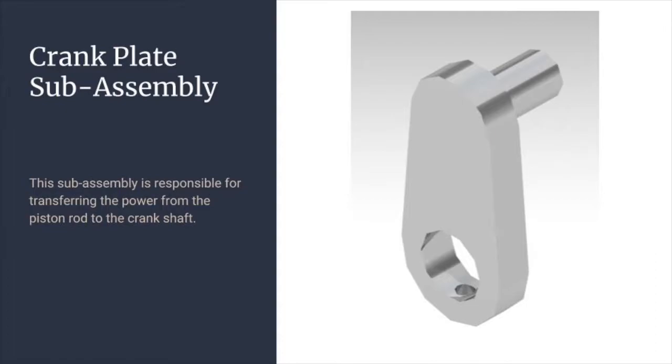For this part, you can't really see the second piece, which is a pin, because it's flush in the surface that you're looking at. But there are 2 pieces: the crank plate shaft, which is the longer cylindrical piece, and the pin that's connected by a press fit.